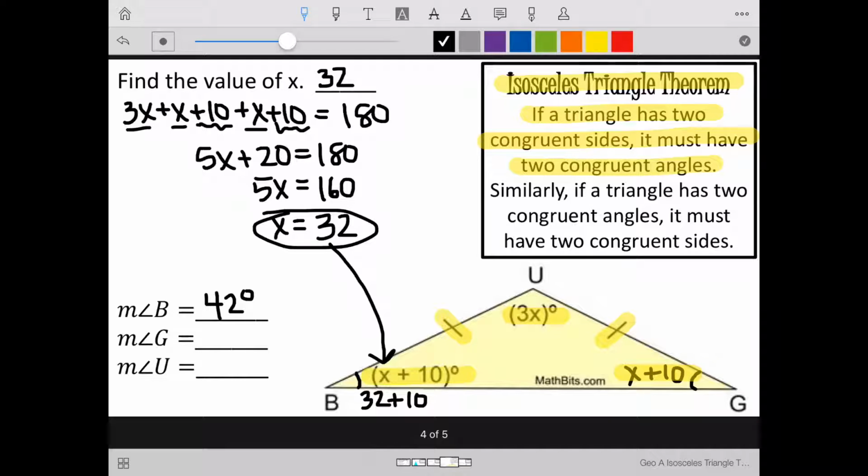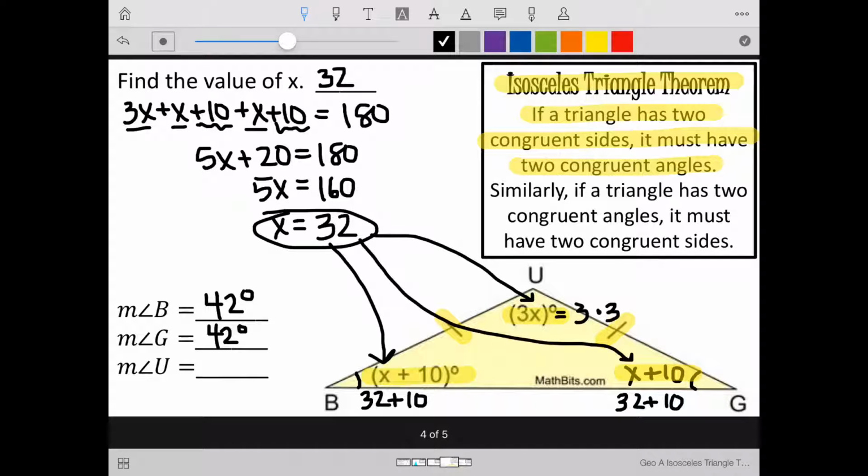Let's do the same thing for angle G. Substitute in my x value, so 32 plus 10. Angle G is also 42 degrees. Lastly, let's do that for angle U. So 3 times 32 would make 96 degrees.